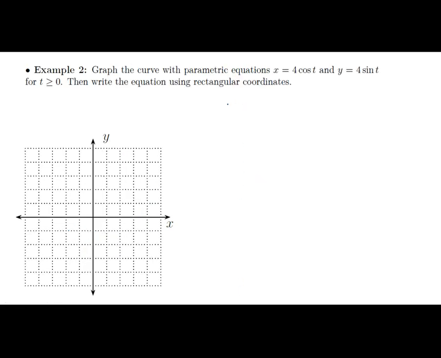All right, so let's look at another example here. We're going to graph these parametric equations, x equals 4 cosine t, and y equals 4 sine t, for t greater than or equal to 0. And then we're going to write the equation in rectangular coordinates when we're all done. So just like on the last problem, let's make a table here. X is 4 cosine of t, and y is 4 sine of t.